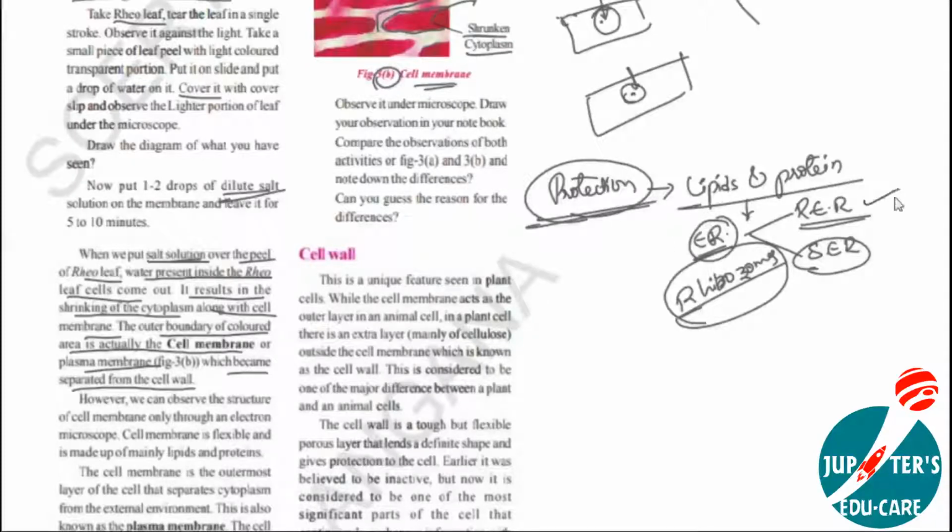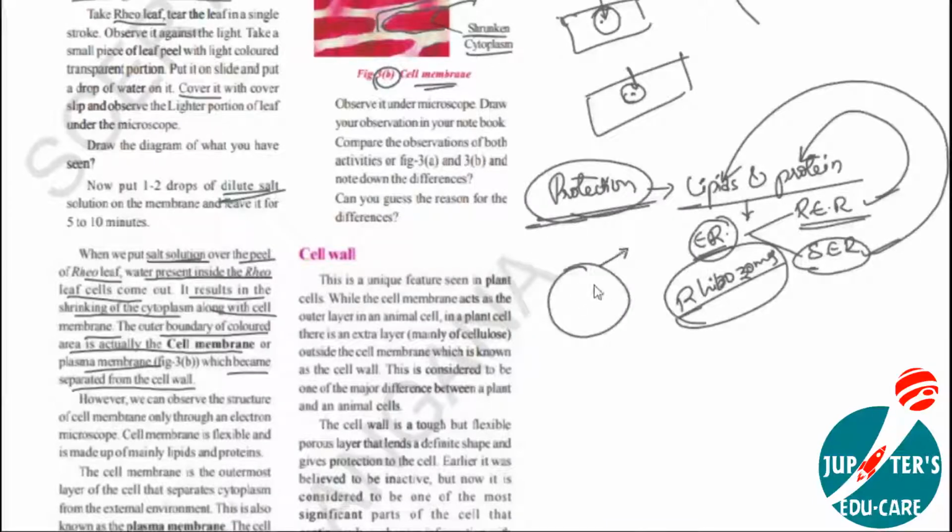Okay, so here we have rough endoplasmic reticulum and smooth endoplasmic reticulum. Where ribosomes are present, it is called rough endoplasmic reticulum. Where ribosomes are absent, it is called smooth endoplasmic reticulum. The function of rough endoplasmic reticulum is synthesis or manufacturing of proteins. Smooth endoplasmic reticulum synthesizes lipids. Okay, so the lipids and proteins which are manufactured in the endoplasmic reticulum are provided to the cell for its repairing.